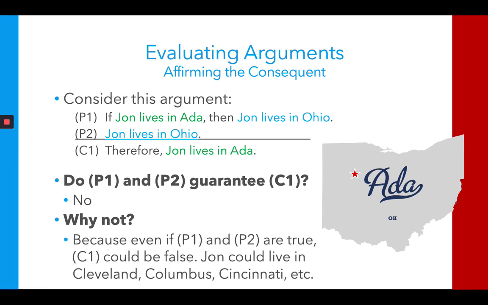No, we can't. Even if it's true that living in Ada guarantees living in Ohio, and it's true that John lives somewhere in Ohio, we can't conclude that John lives in the star, because John could live in Cleveland, Columbus, Cincinnati, etc. And as a matter of fact, I don't live in Ada. I live in Bluffton. So that argument is invalid. What's important to note is that what makes it invalid isn't that I don't live in Ada, right? Even if I did live in Ada, the argument would still be invalid.